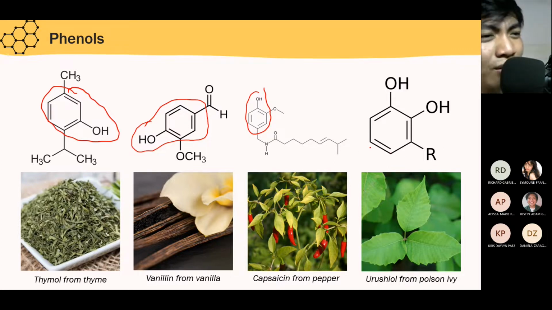Yung urushiol, ito yung mga nasa plants, no? Such as poison ivy, oak, sumac, etc. I'm not sure kung saan niya ginagamit yan, okay? But those are some of the compounds in nature that contains phenol, okay? So yan lang. So phenols are abundant in nature. Sometimes they give off color, no? Sometimes they give off pleasant smell, okay?